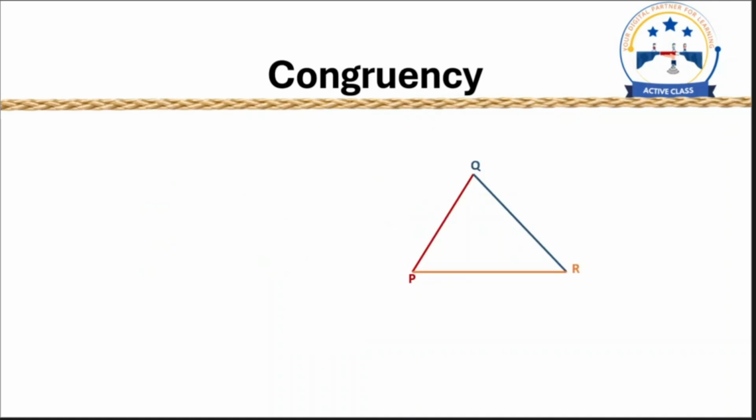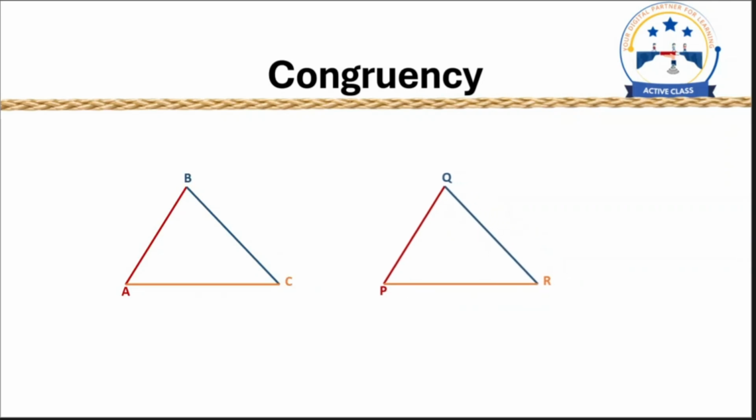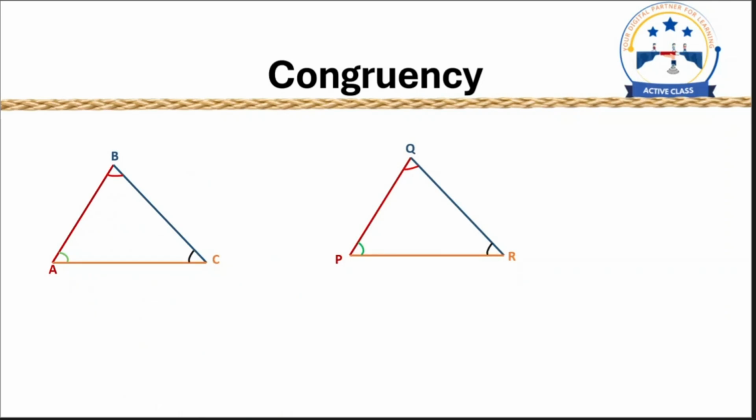Let's talk about congruent triangles. Suppose you are given a triangle PQR and another triangle ABC. If I place one over another, they exactly overlap. This means I can call these two triangles congruent.